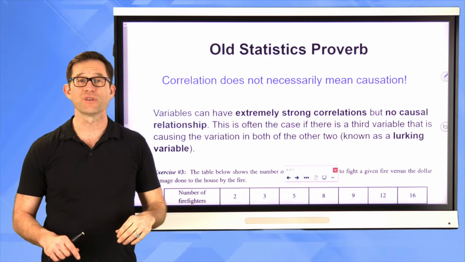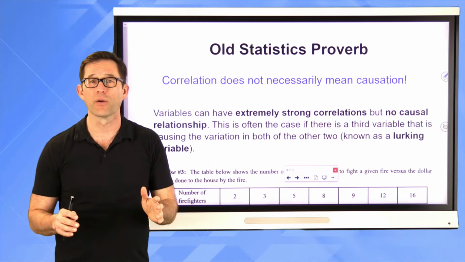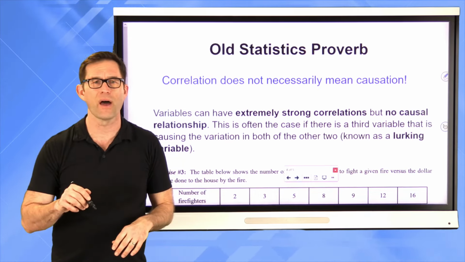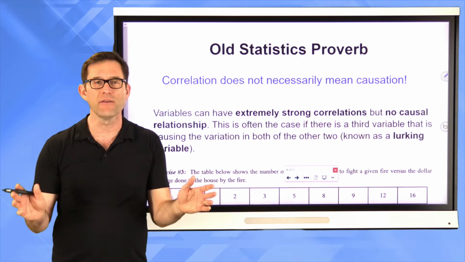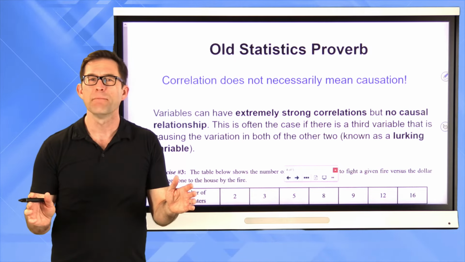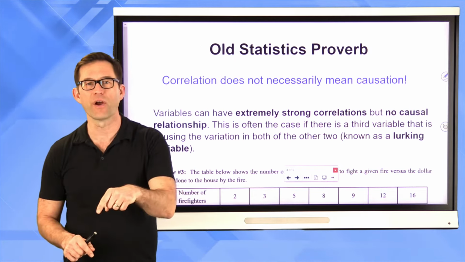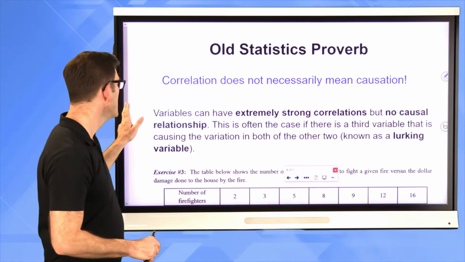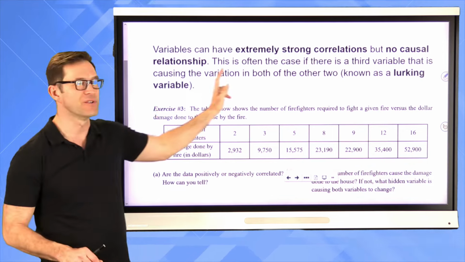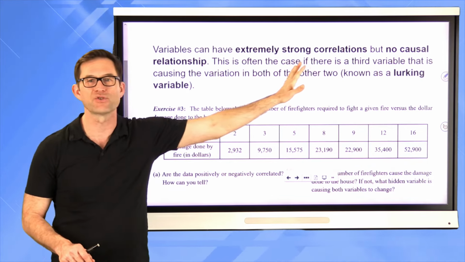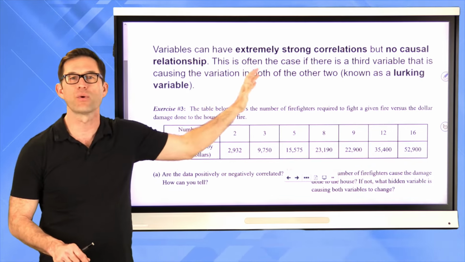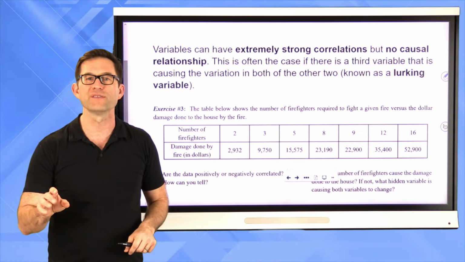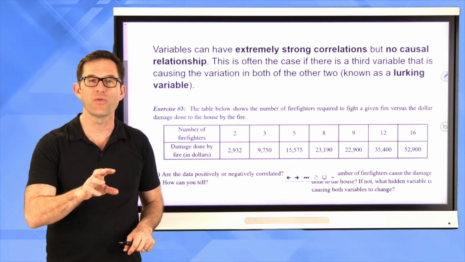In other words, you could have these two variables that are beautifully correlated. I mean, like you plot them on a scatter plot and they almost completely fall in a straight line. But that doesn't mean that one of the variables is causing the other variable to happen. So variables can have extremely strong correlations. I mean, really strong, but no causal relationship. This often is the case if there's a third variable that is causing the variation in both of the other two.